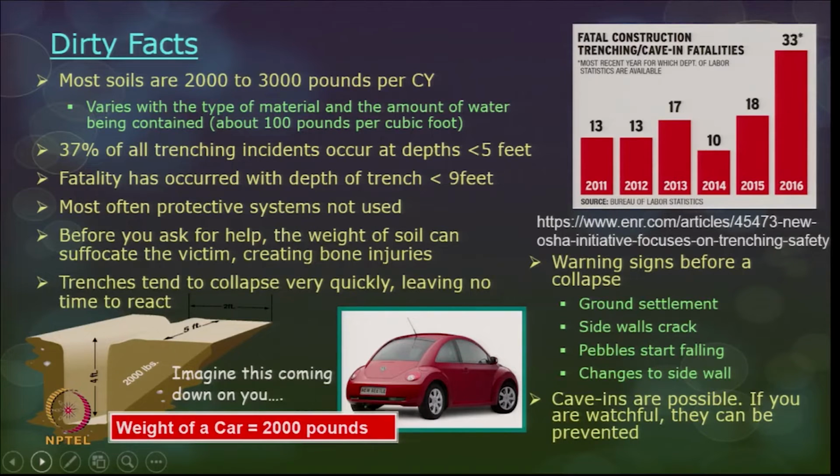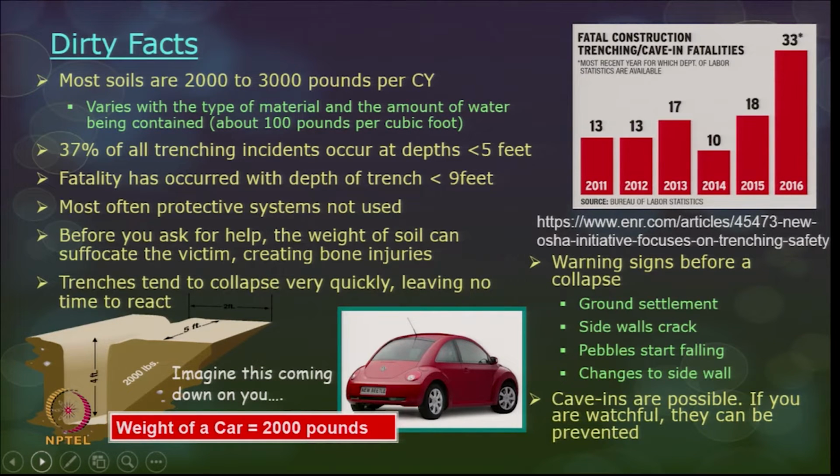So, compared to the death, there are many permanent fatalities, permanent disability also has happened to the workers. Okay. So, the trenches tend to collapse very quickly, leaving no time to react, but there are some warning signals which are given before a collapse happens. Okay. Ground settlement can be seen.